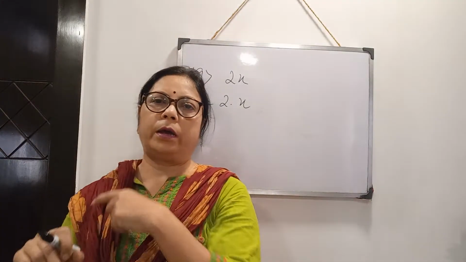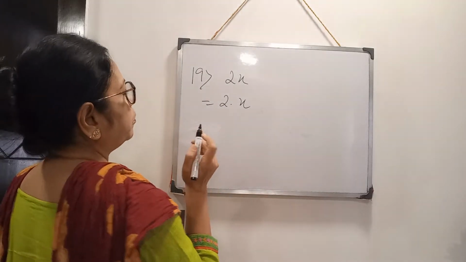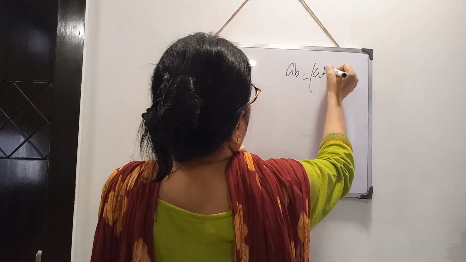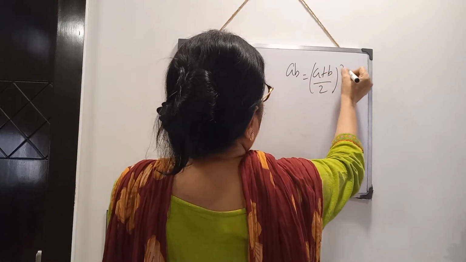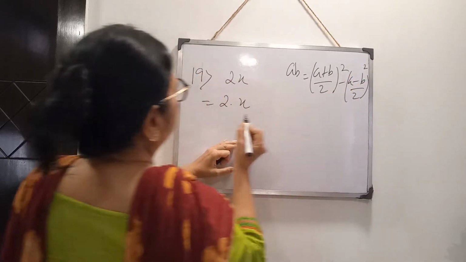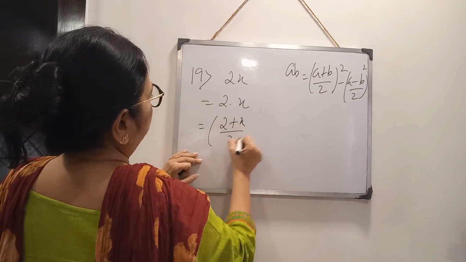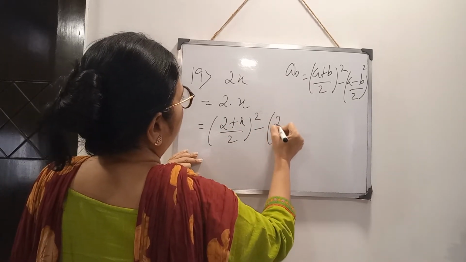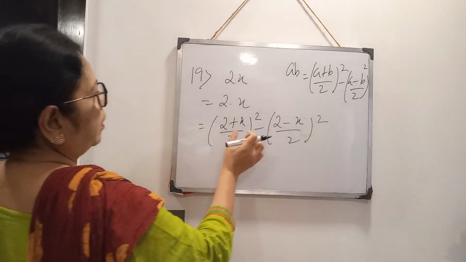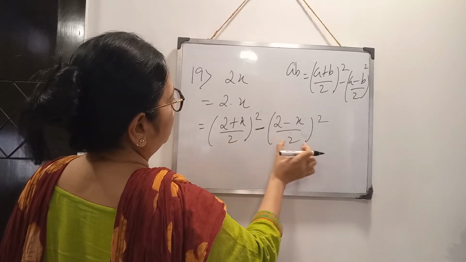AB equals to, we can write (A plus B by 2) whole square minus (A minus B by 2) whole square. This is the formula. So here 2 into x, we can write (2 plus x by 2) whole square minus (2 minus x by 2) whole square. Now see, there is a negative sign, and it is expressed as the difference of 2 square terms.